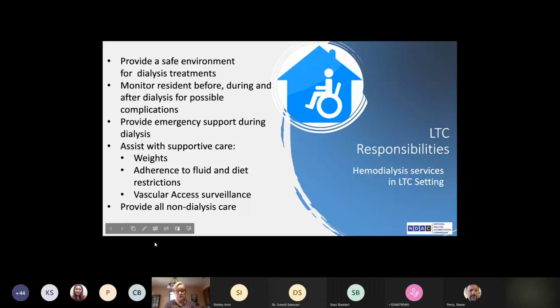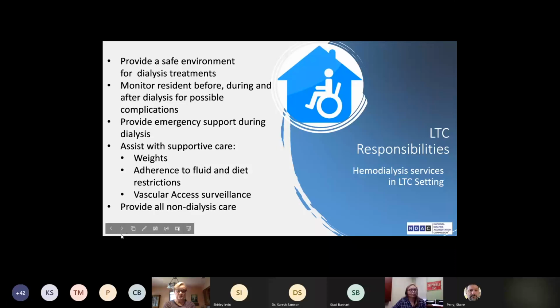Provide emergency support during dialysis. We mentioned the need to have space to get emergency equipment in. Many times the dialysis staff will be a single person there with the patient, and if there was a need for emergency care, then the long-term care staff would need to step up and provide that emergency assistance. That should be spelled out in that written agreement we mentioned.